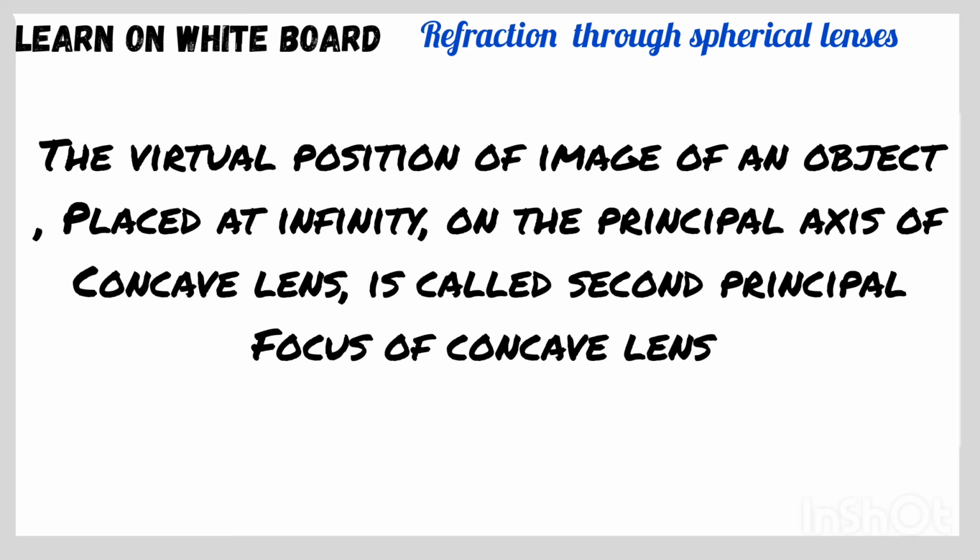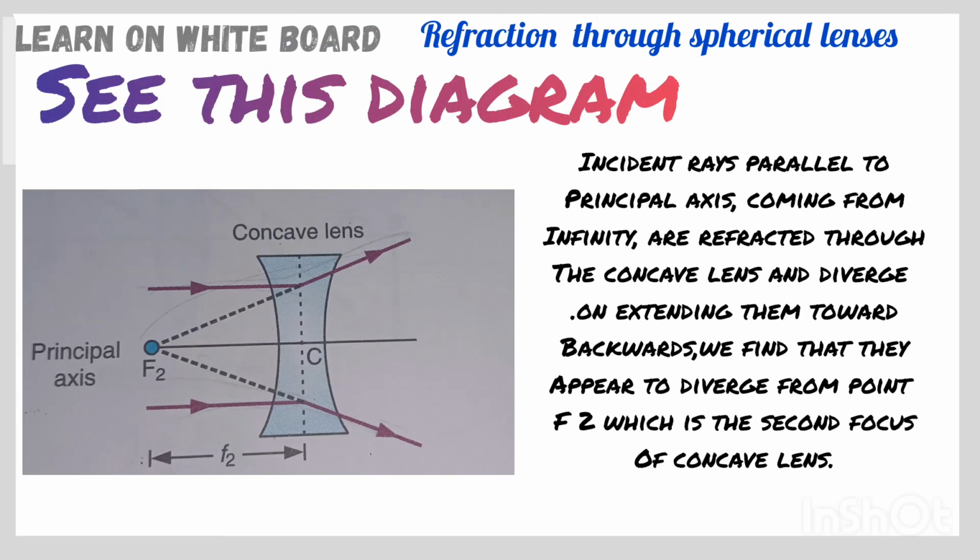Read these things carefully. See this diagram. Incident rays parallel to the principal axis coming from infinity are refracted through the concave lens and diverge. On extending them backward, we find that they appear to diverge from point f2, which is the second focus of concave lens.